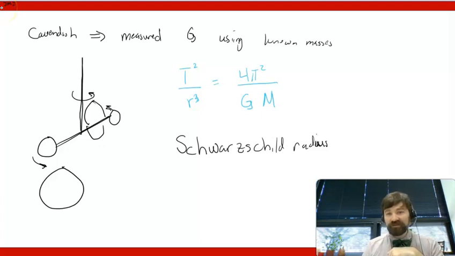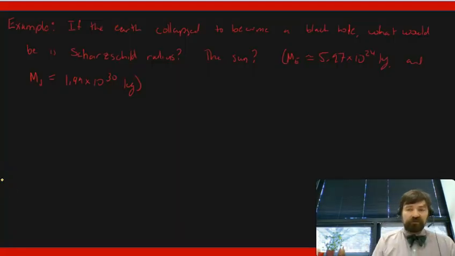And the Schwarzschild radius is actually given by 2 times the gravitational constant times the mass of the black hole divided by the speed of light in vacuum squared. And so again, c to 3 sig figs is 3 times 10 to the 8 meters per second. All right, as an example for the Schwarzschild radius, we might ask, if the Earth collapsed to become a black hole, what would be its Schwarzschild radius? And what about for the Sun?